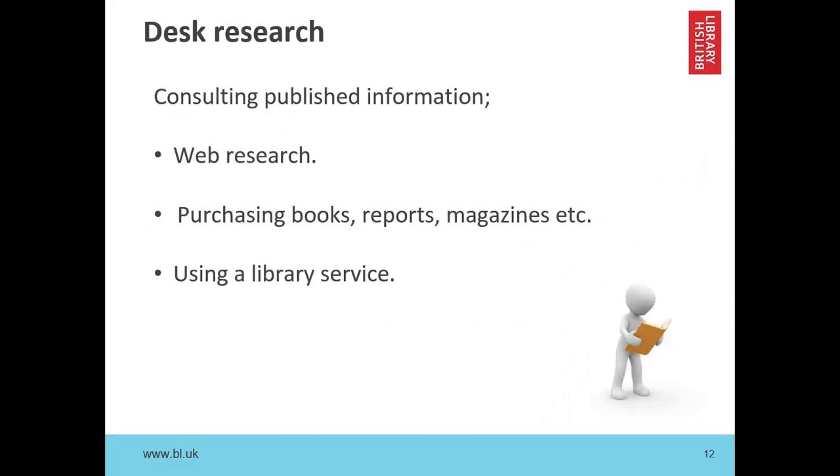The second type of research we spoke about is desk research. And desk research means consulting information that's already been published, whatever's out there in the public domain. You can do this by searching the web using search engines such as Google or Yahoo. You can buy books, reports, magazines, to see what the latest trends are as they are reported in the magazines or the trade literature, or you can use a library service.